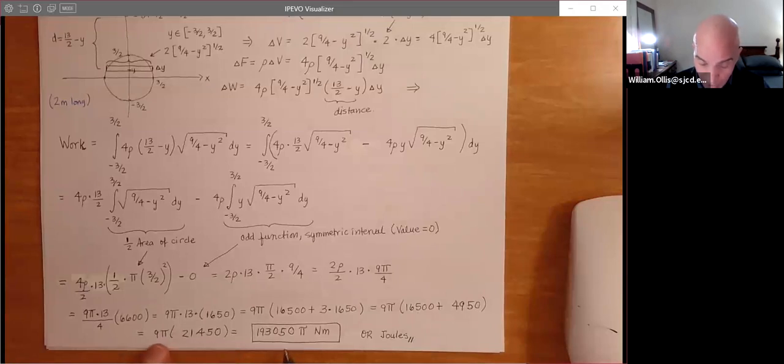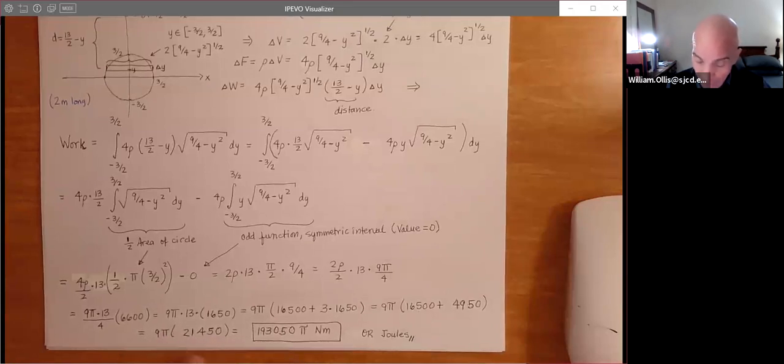And then of course, now we can just hit all of this with a 9, and this will give us 193,050 pi, and then Newton meters. Or if you like, you can just write joules. Of course, you know this from your physics classes, which I'm sure a lot of you are taking University Physics 1 or going to be taking it.